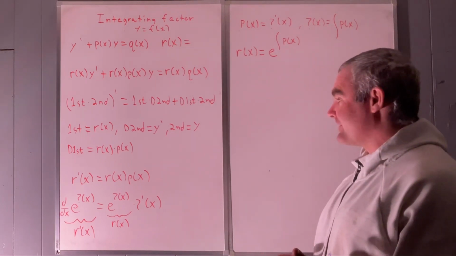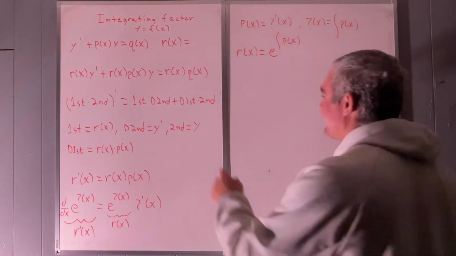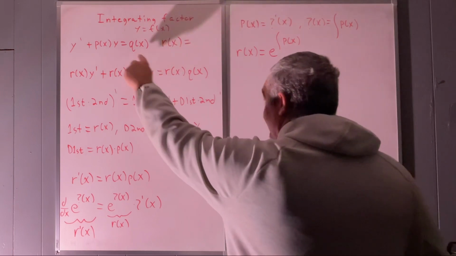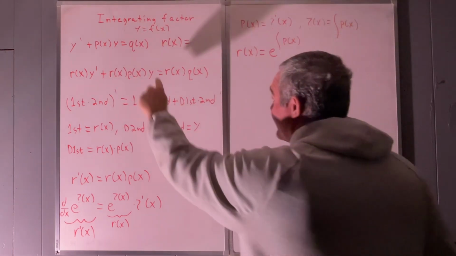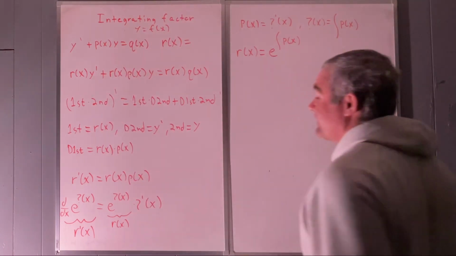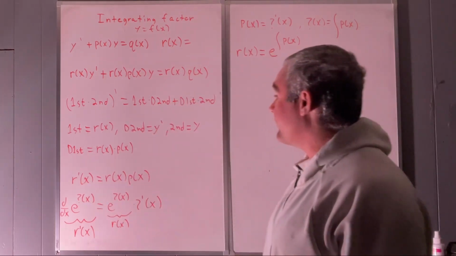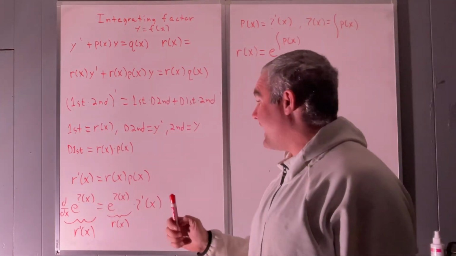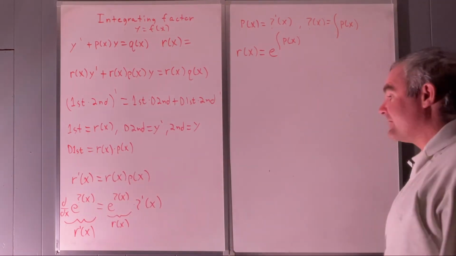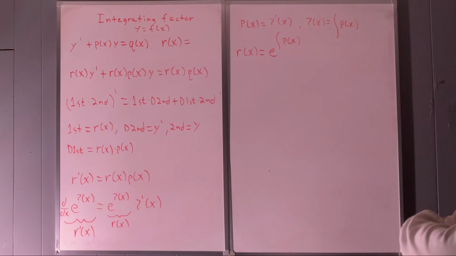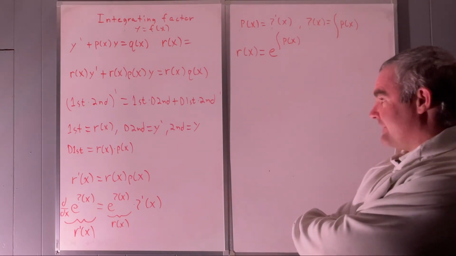If the derivative of our second is equal to y prime, the second must be equal to y. Well, if the second is equal to y, which is in this part right here, that means that our d first must be r of x times p of x, which is right there. And our d first, of course, is the derivative with respect to x of our r of x. So we have r prime of x being equal to r of x times p of x. I know I'm moving pretty fast. I hope this all makes sense.